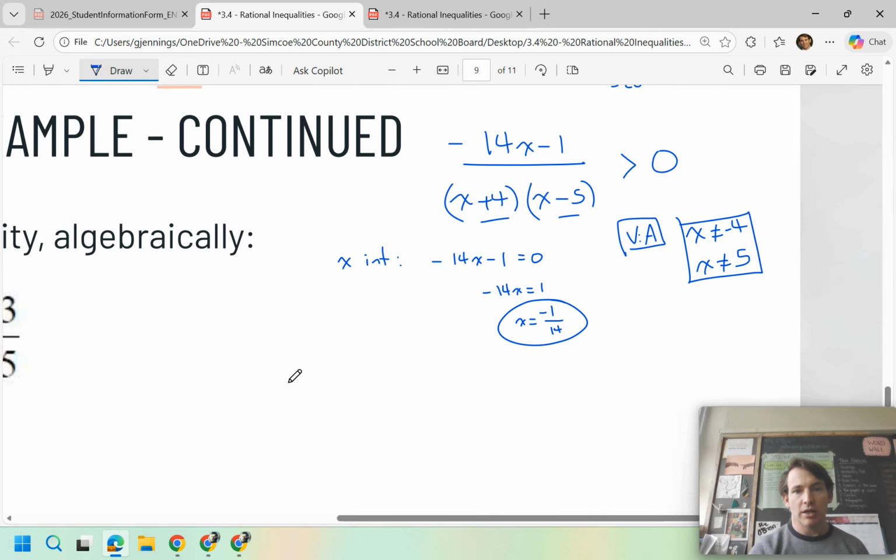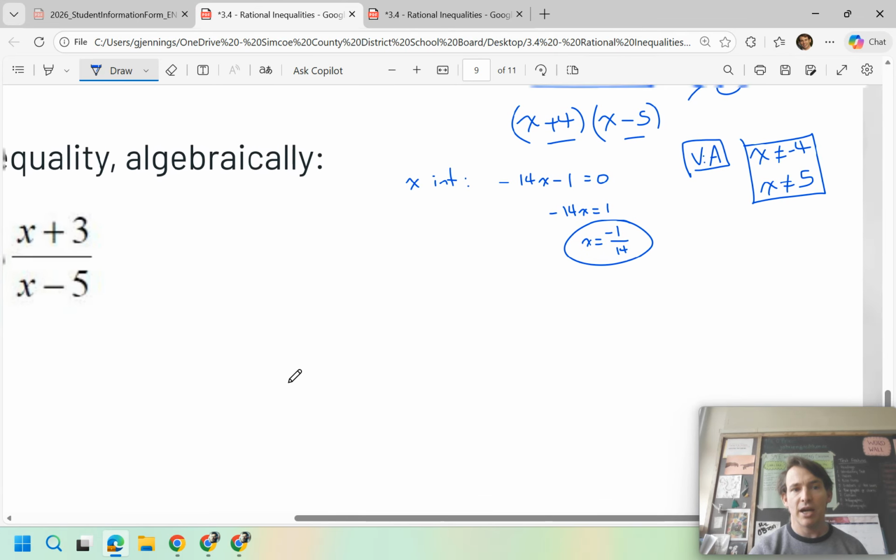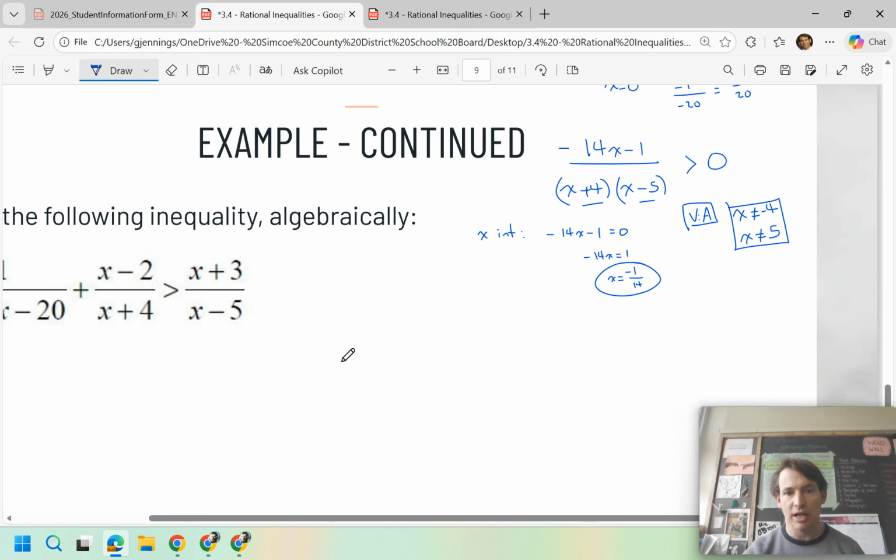So let's take a look. We can now build this line where we have minus 1/14 and minus 4, so we better put that out a little further. Minus 4 and 5. These are our interesting regions here. We have no holes or anything super strange in this one, so these are the regions that we're going to test.